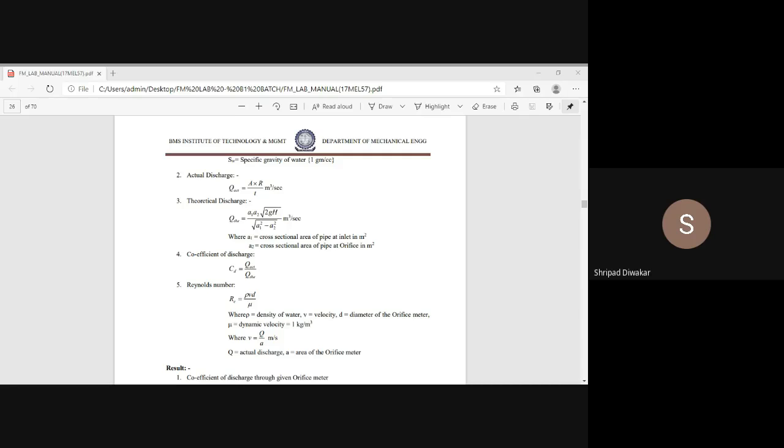Ashtesh, how much did you get for CD? 0.66, sir. How about the Reynolds number? Sir, I'm doing it. You know the values? Rho is 1000. And V is Q actual, which you are getting, divided by A2. That's it. Then rho V D, where D is your D2, divided by mu. Mu is a standard value, note down 0.001. Okay, sir.